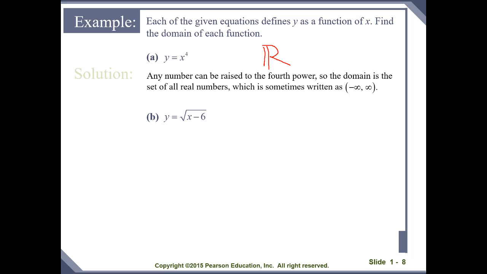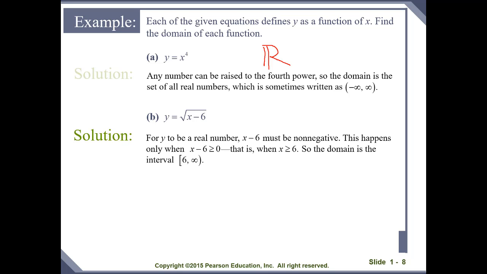Here we have y equals the square root of x minus 6. Could any number be x? No, because we're talking about real numbers only in this course. If we had a number that's less than 6, we'd have the square root of a negative, which is imaginary. So for y to be real, x minus 6 has to be non-negative. Solving that inequality, x must be greater than or equal to 6. In interval notation, that is written as bracket 6, comma, infinity, parentheses.